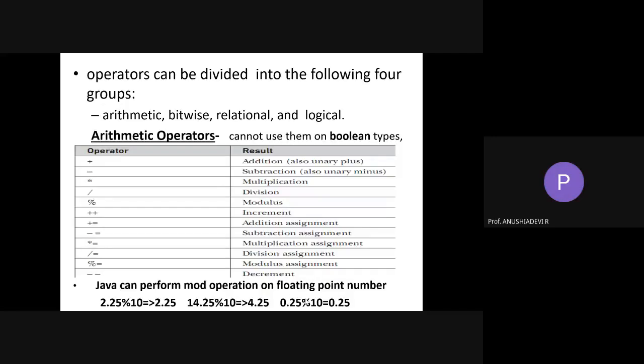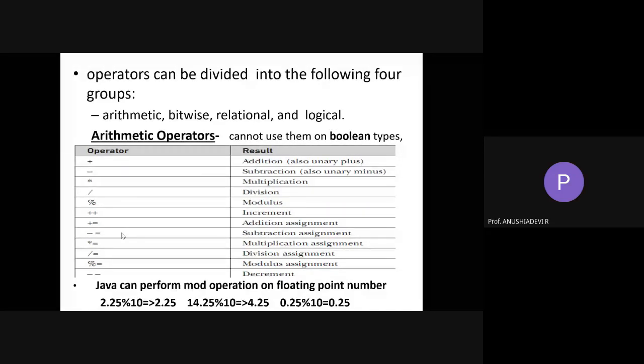Here also we have four types of operators, similar to C++: arithmetic operator, bitwise operator, relational operator, and logical operator. These are some examples of arithmetic operators. The arithmetic operators cannot operate on Boolean types, so we cannot use them on the Boolean data type.